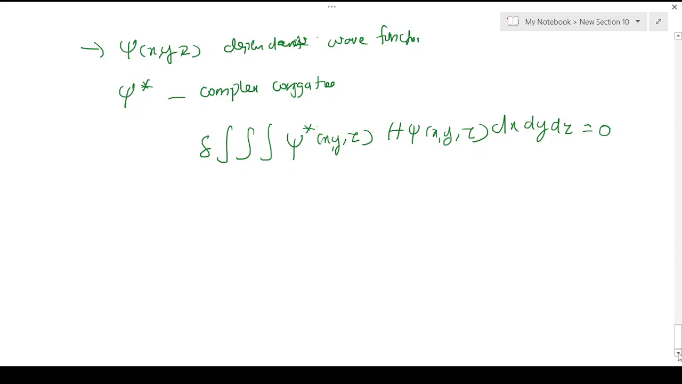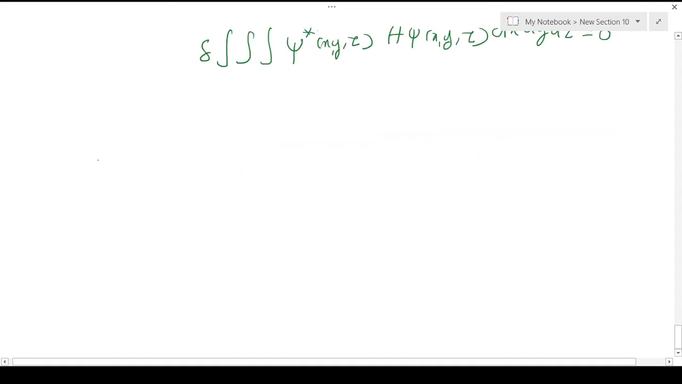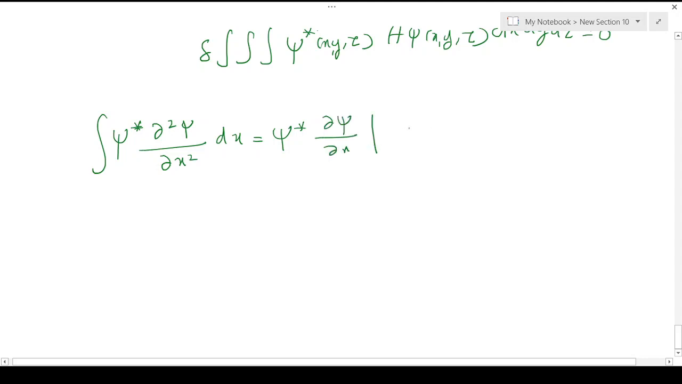This contains a second derivative, which can be converted to a first derivative. When you take delta over this particular function, you will have two terms. When you evaluate, the integral of psi star del square psi by del x square dx is equal to psi star del psi by del x, minus the integral of del psi star by del x times del psi by del x dx. Here we have taken only the x direction. Similarly you have to take the y direction and z direction also.